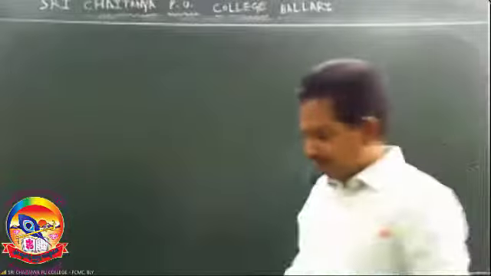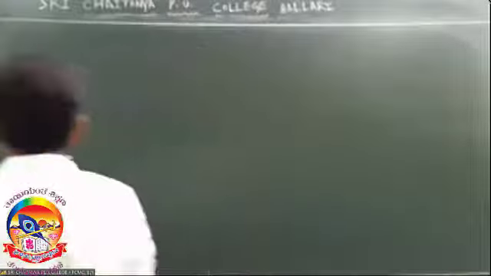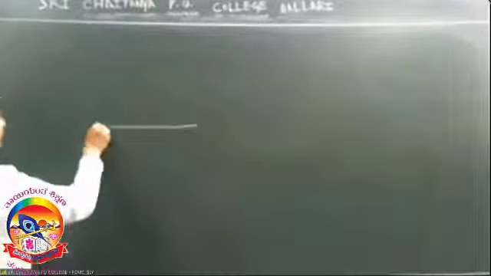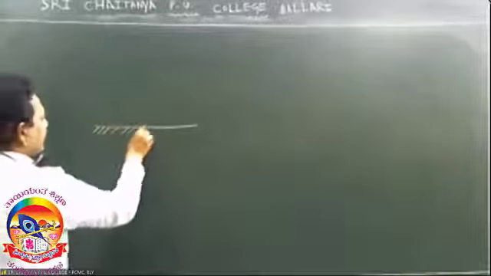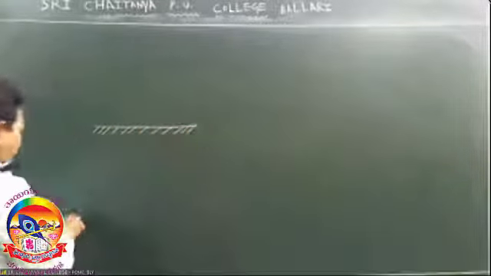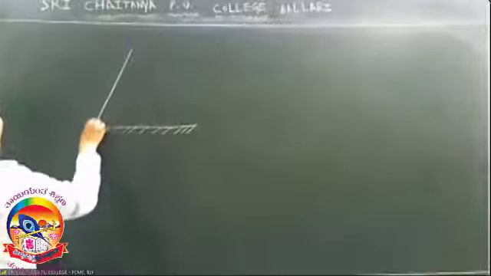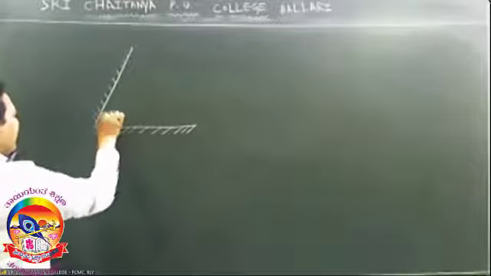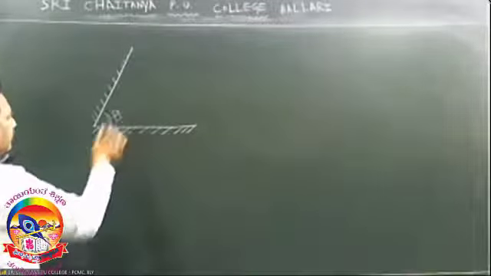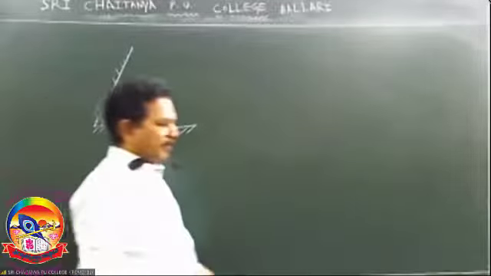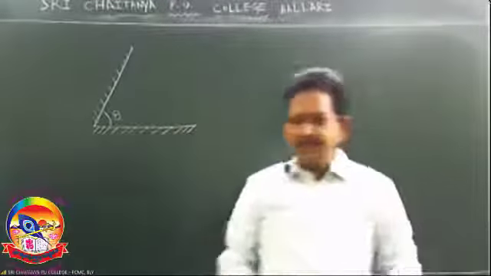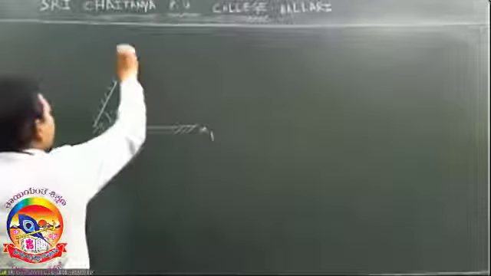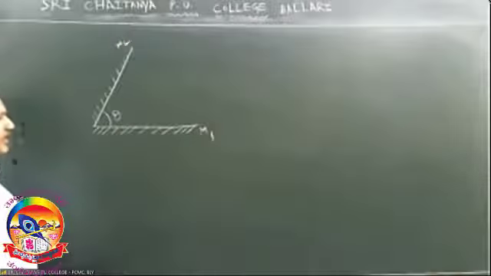Now let us take up this problem. Very interesting problem. This is the plane mirror. One more plane mirror, inclined at an angle theta. Take down simultaneously. There are two plane mirrors. One is M1, the other one is M2.